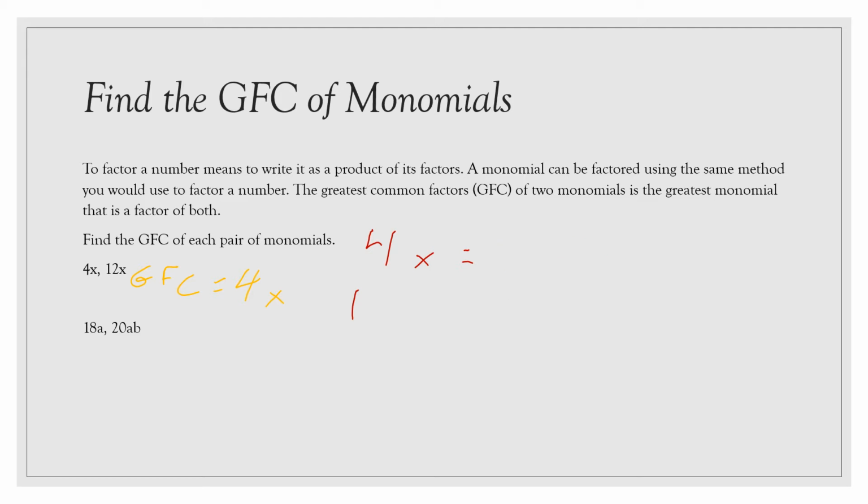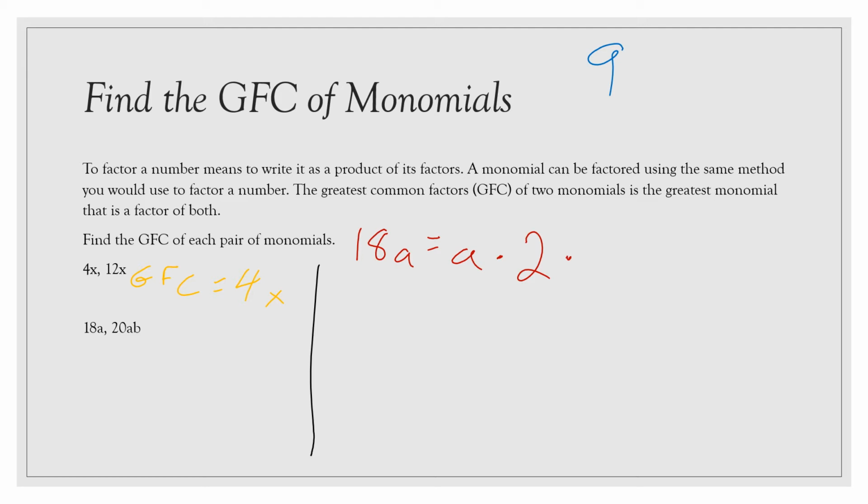So let's try the next one. We'll erase what we did there. All right. So let's try the next one. 18a and 20ab. So let's start with 18a. 18a equals, we'll go ahead and do the a, times 18. Can 18 be divided by 2? Yes, it can. 18 divided by 2 is 9. I'm going to write that up here just so we can keep track. Okay, so by 9. So now we're dealing with 9.